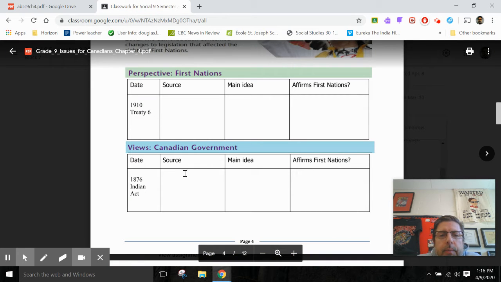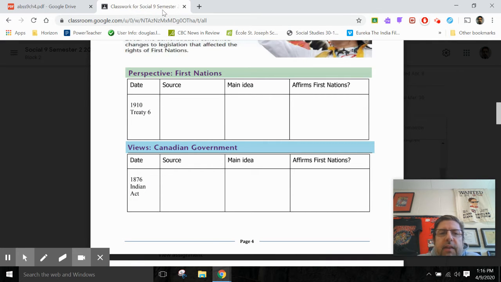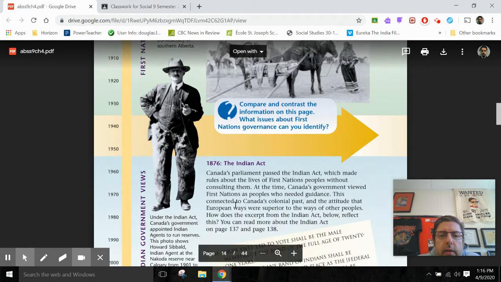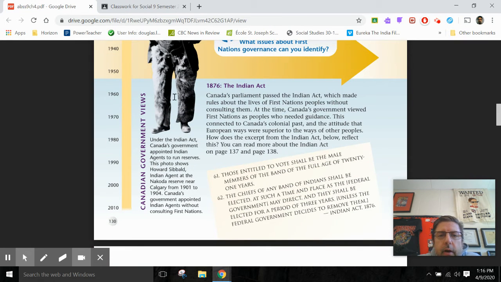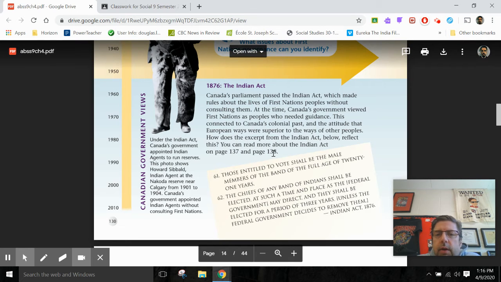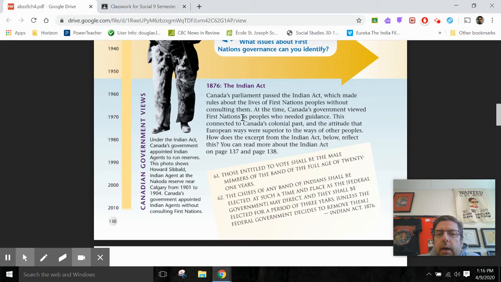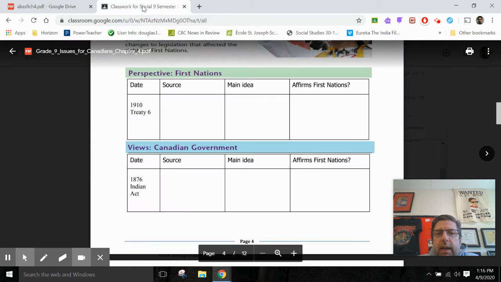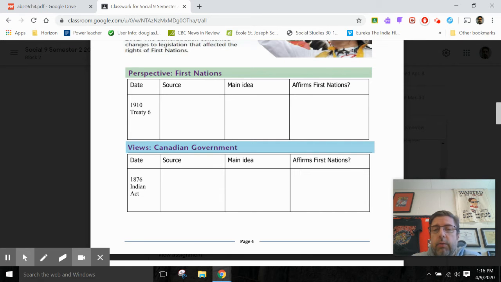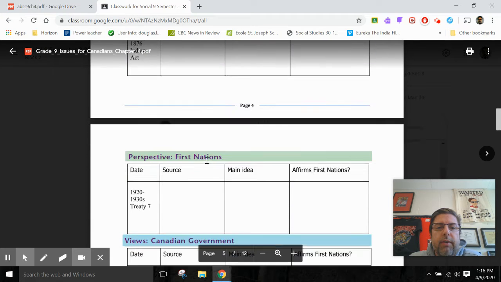Now on the bottom, the Canadian government, the 1876 Indian Act, you would read the little blurb that is found on the bottom of this page. What's the source? That would be the Indian Act. What's some of the main ideas? You would read that paragraph and kind of derive a main idea. And then once again, does the Indian Act, at least in 1876, affirm First Nations? I would argue no. Okay, so you have that one. Now you go on to the next one.